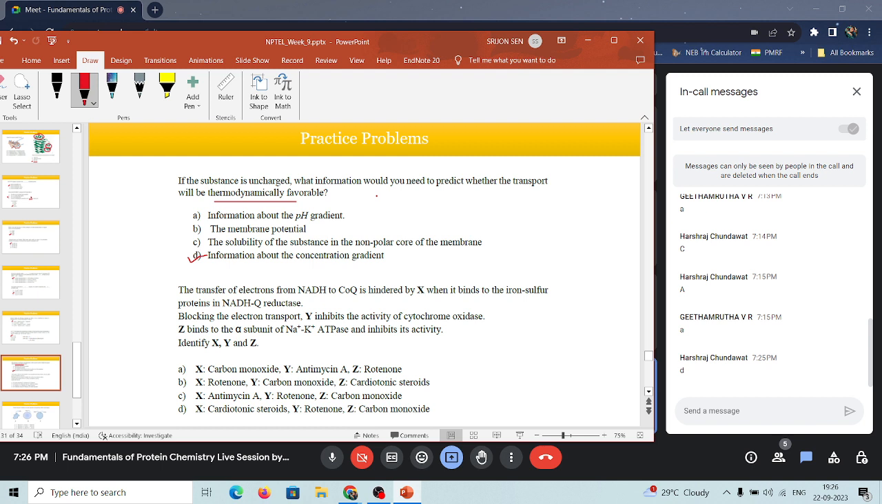X when it binds to iron sulfur proteins in NADH-Q reductase. Now, blocking the electron transport, Y inhibits the activity of cytochrome oxidase. Z binds to the alpha subunit of Na+ K+ ATPase, and inhibits its activity. So you have to identify X, Y, and Z.